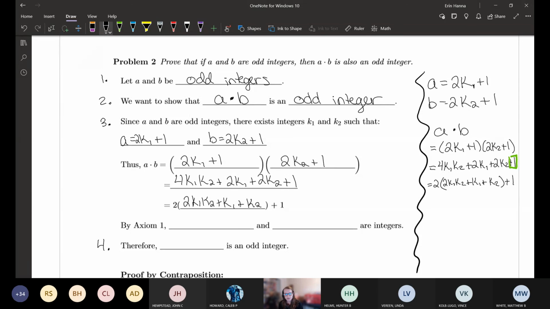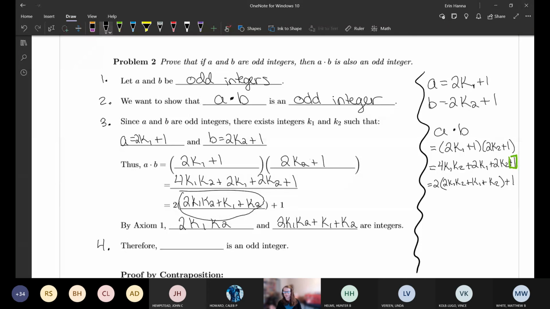So that was essentially our scratch work. Now remember, axiom 1 was the thing I told us we're going to call on a lot, which tells us that when we add or multiply integers together, we still get integers. So what we need is to say that the thing inside of the parentheses, I circled the 2, is an integer. So we're going to break it up into its two pieces. We're going to say 2k sub 1, k sub 2, and the k sub 1, sorry, nope. Well, let me write it out and then I'll explain.